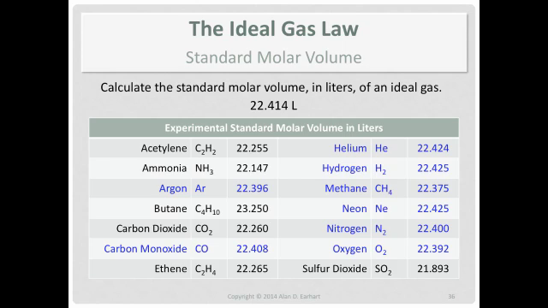Sure, I look there and see butane, sulfur dioxide. You've got a really high and a really low value there. Well, that just means that those don't behave as ideal gases. But the ones I highlighted seem to approximate the 22.4 liters, seem to behave like an ideal gas.